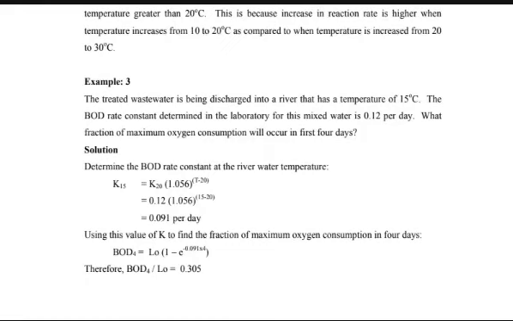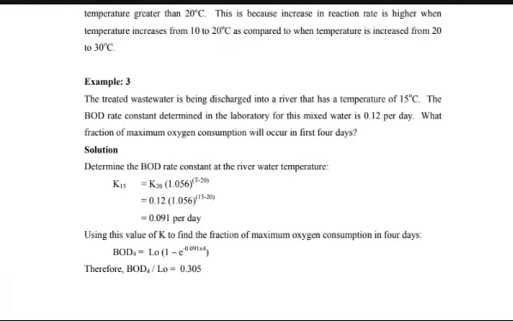So first we are determining the BOD rate constant, meaning the K value we need to calculate. For that we have the formula, write down the formula. K suffix T is equal to K suffix 20. K suffix T is what? A temperature. Capital T you have to note down here. K suffix T is equal to K suffix 20 into theta raised to the power T minus 20.